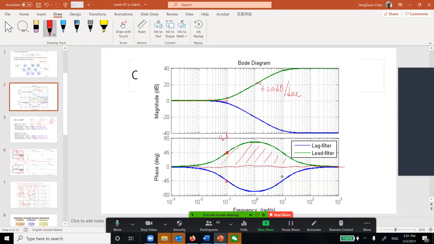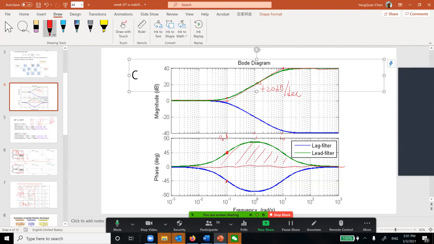So this is 2 decades. So this is 1 decade. Okay, this is 1 decade. So this is 1. This is 10. So from 0.1 to here, you have 2 decades. 2 decades, you'll be 40 dB. Yeah, 40 dB. So you should connect this line. Okay. Then you do this again.